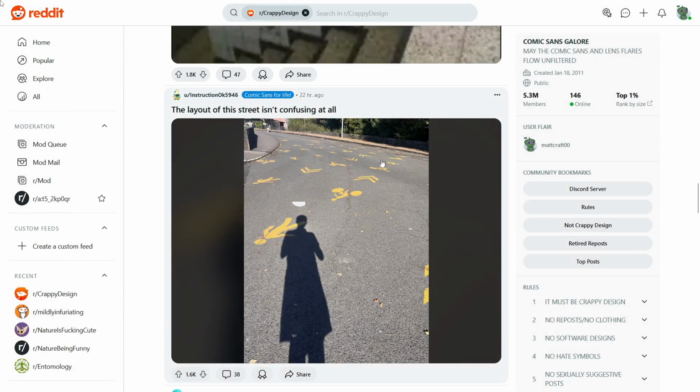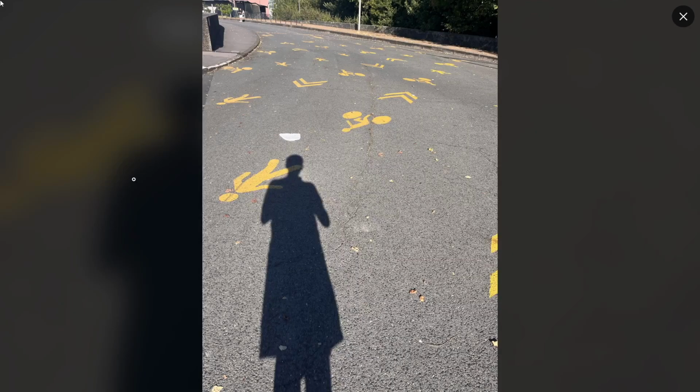The layout of this street is not confusing at all. I mean, oh, what? What the frick? Wait, so what does the arrow mean? Does the arrow mean that... I'm sorry, who designed this? Because I really do want... Okay, so the first thing up here says you have to go right, bicycle lane. What? People can walk that way, but people can't walk.